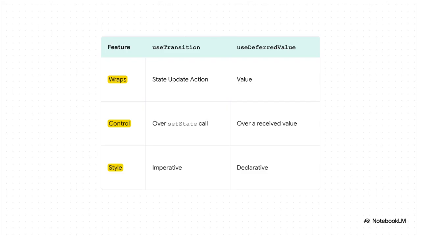So when should you use which one? The key difference is what you wrap. With useTransition, you wrap the state setting action. It's more imperative. With useDeferredValue, you wrap the value itself, which is more declarative. Here's a simple rule of thumb. If you have access to the setState call, useTransition is probably what you want. If you're just working with a value that you don't control the source of, useDeferredValue is your go-to.